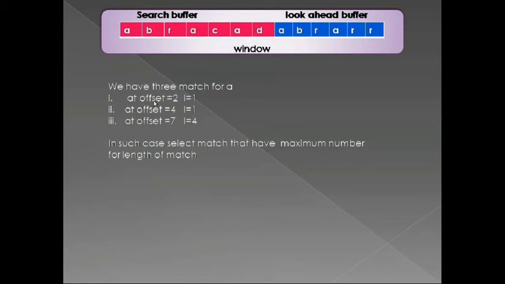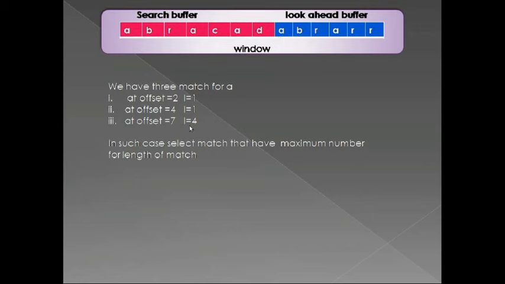Same here, at offset 4 we match this A with this. Now the C does not match with the B, therefore the length of match is equal to 1. And the last one is a different case. Here we have a length of match of 4. So this A matches with this, B matches with this, R with this R, and this A with this A. So a total of 4 alphabets are matched, therefore the length of match is equal to 4.